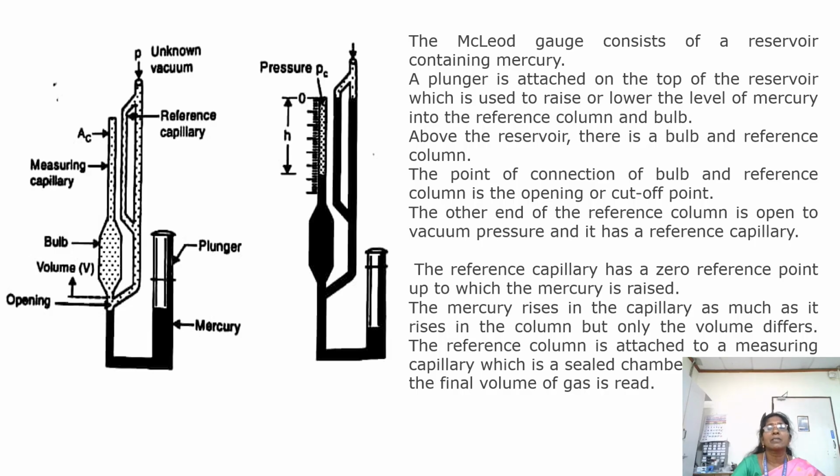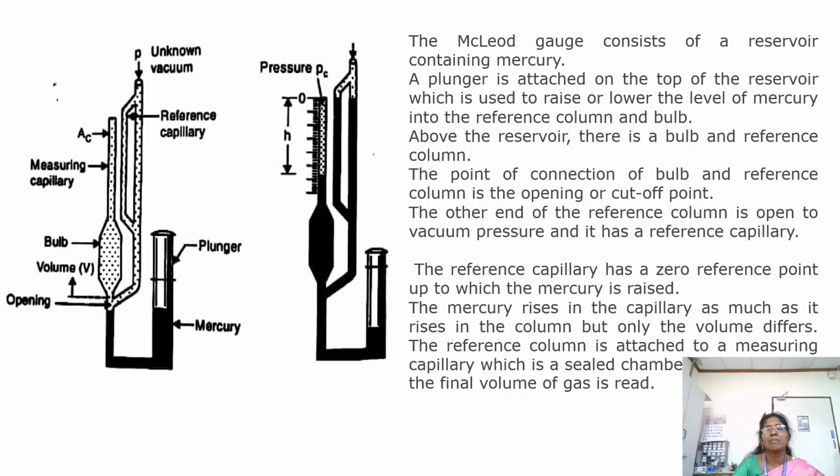The McLeod gauge consists of a reservoir containing mercury. A plunger is attached on the top of the reservoir, which is used to raise the level of mercury into the reference column and bulb. Above the reservoir, there is a bulb and the reference column. The point of connection of the bulb and reference column is the cutoff point. The other end of the reference column is open to the vacuum pressure and it has a reference capillary. The reference capillary has a zero reference point up to which the mercury is raised. The mercury rises in the capillary as much as it rises in the column, but only the volume differs.